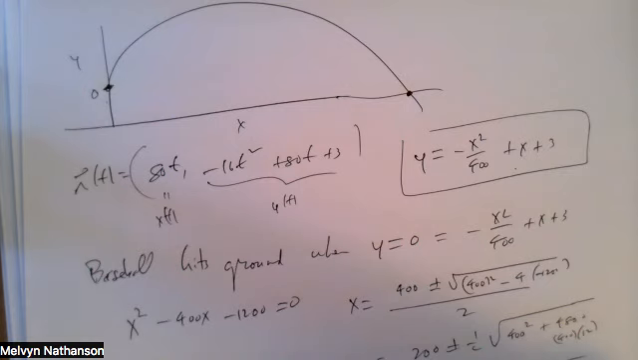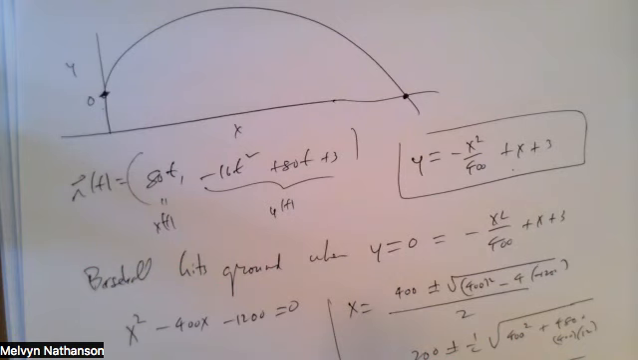Let's see. Root 13 is between 3 and 4. This is between 30 and 40. Hmm. So I don't have a calculator here, so I can't do that.